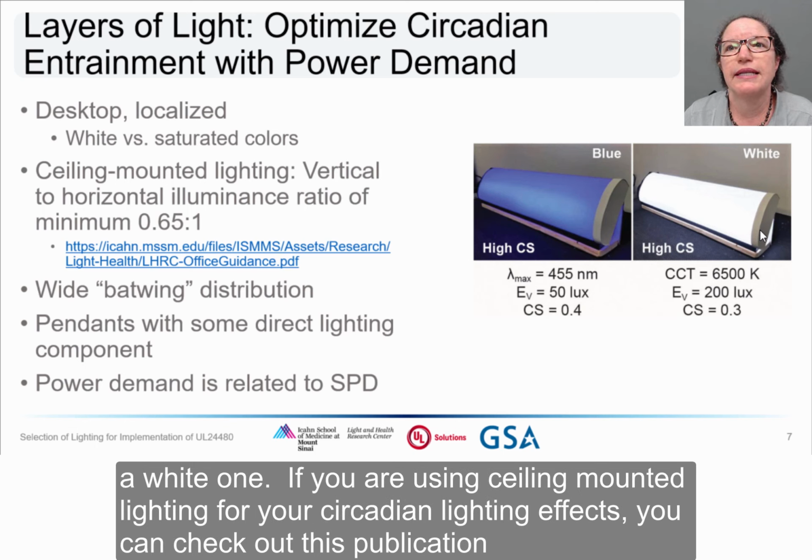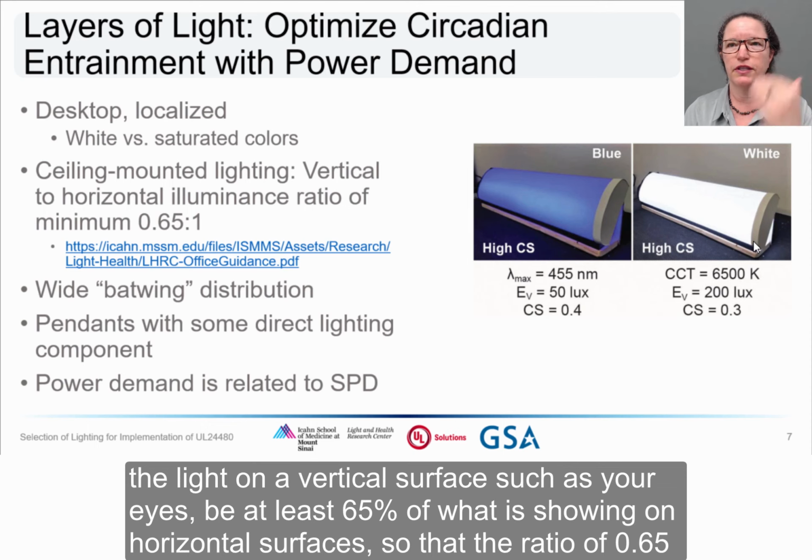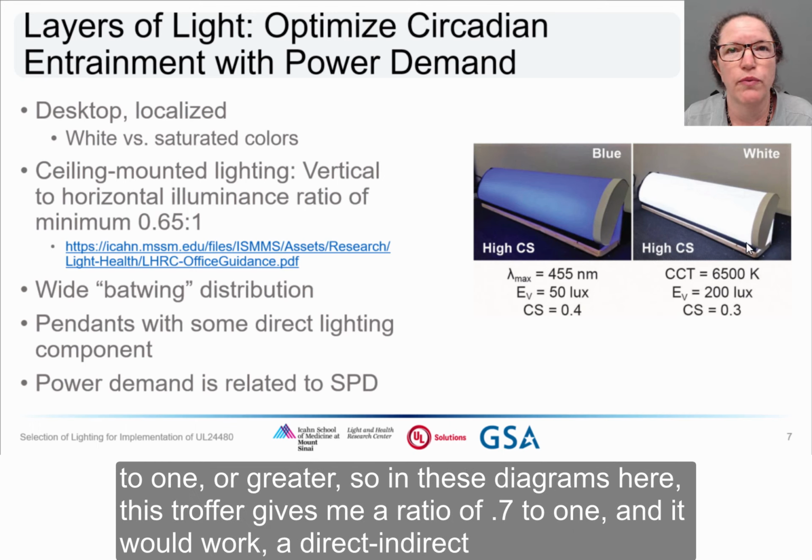If you are using ceiling mounted lighting for your circadian lighting effects, you can check out this publication here that I'm showing, in which we have some design tips. We recommend that the vertical illuminance, the light on a vertical surface such as your eyes, be at least 65% of what is showing on horizontal surfaces, that the ratio be 0.65 to 1 or greater.